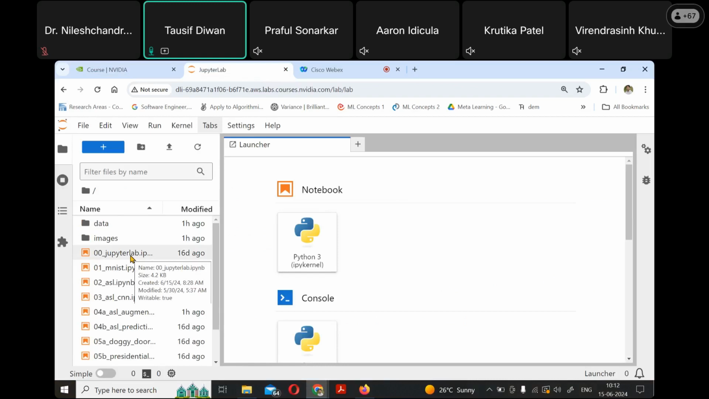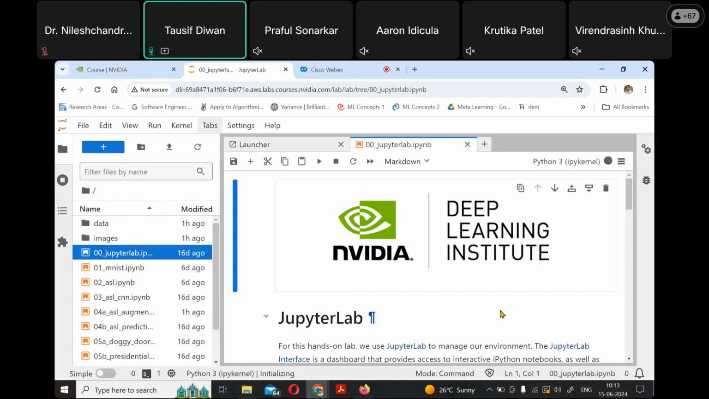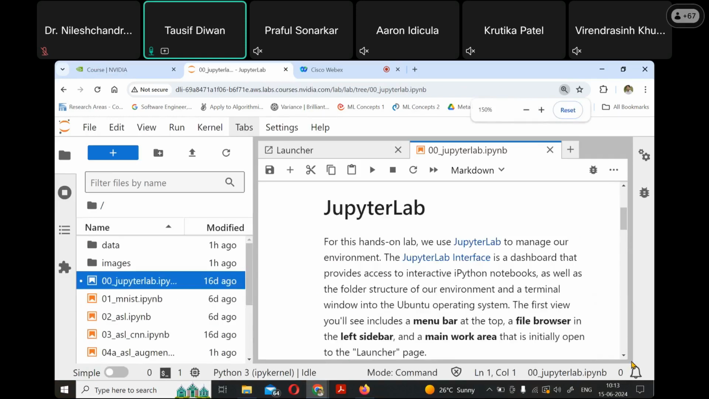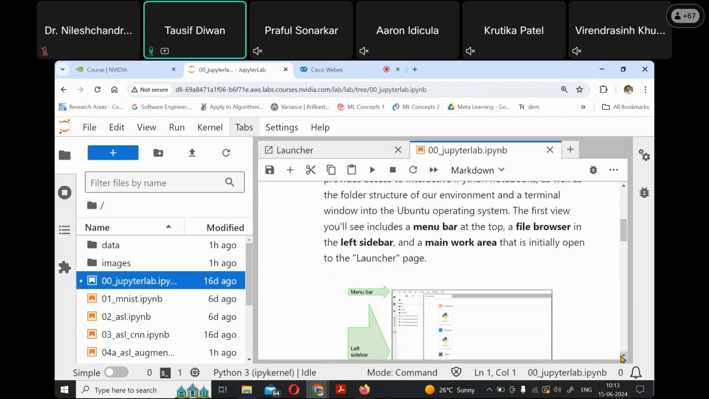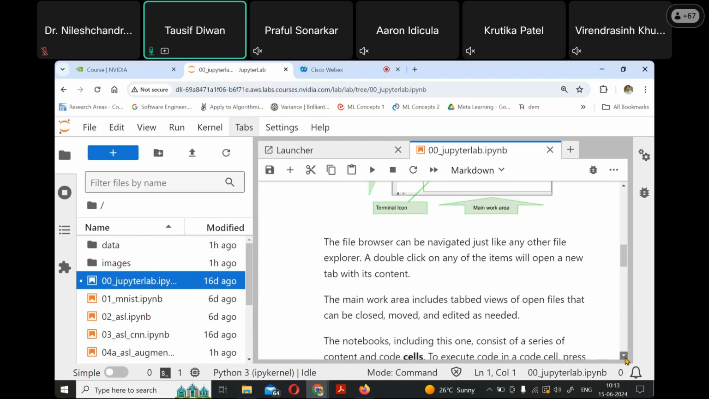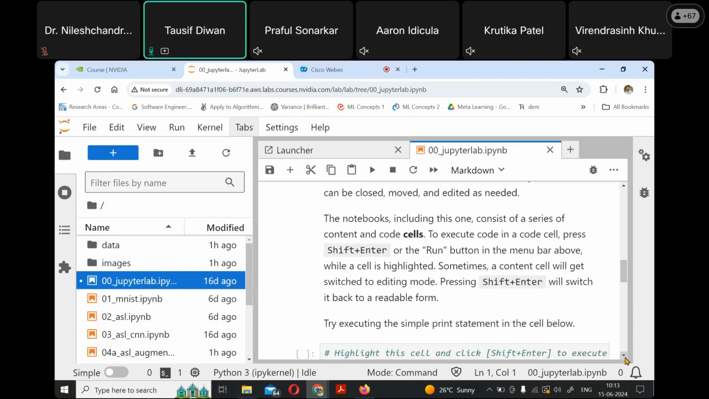So we start with the very first notebook. This is the first Jupyter notebook. It is just an introductory notebook, covering what the various things in this particular notebook are. Some menu bar is there. This is nothing but the menu bar. Then the left sidebar is there. So it is just an introduction, like what is there, how we can run a cell. That is the thing you should understand from this notebook: how we can run a cell.